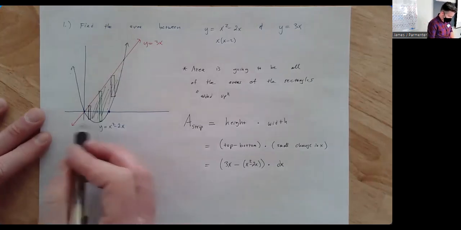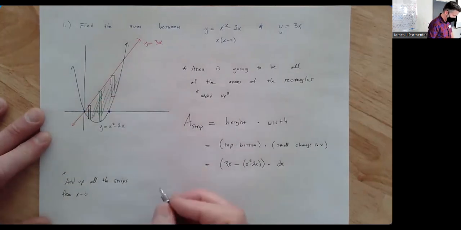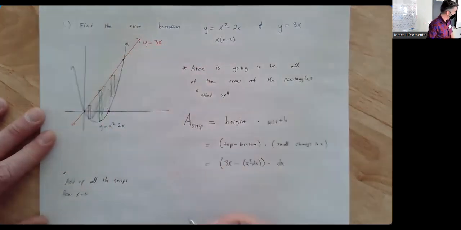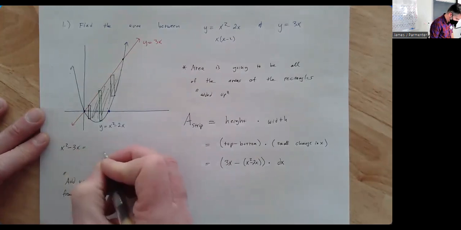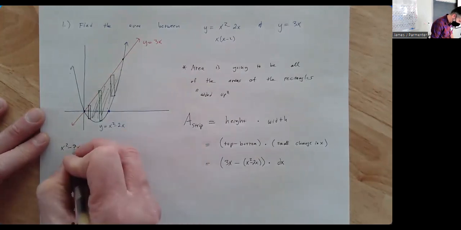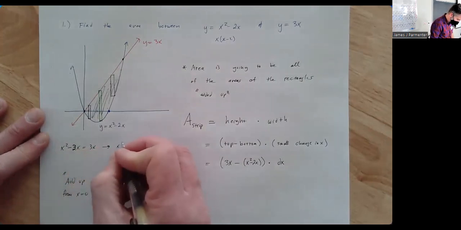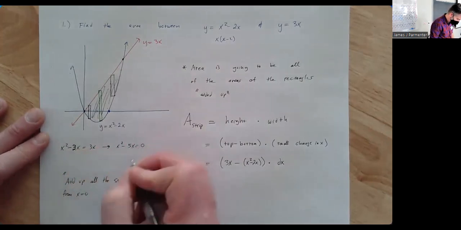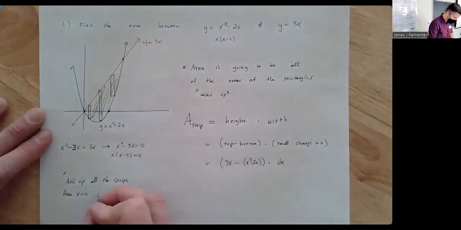All the strips from as far left as x equals 0. That's how far left the strips can go, right? That's my leftmost point. To as far right as, oh, I probably should have found where these intersected. To find these intersection points, we're going to set the functions equal to each other. x squared minus 2x equal to 3x. Bring everything to the left, you get x squared minus 5x equal to 0. Factor out an x. So our other point of intersection is x equals 5.